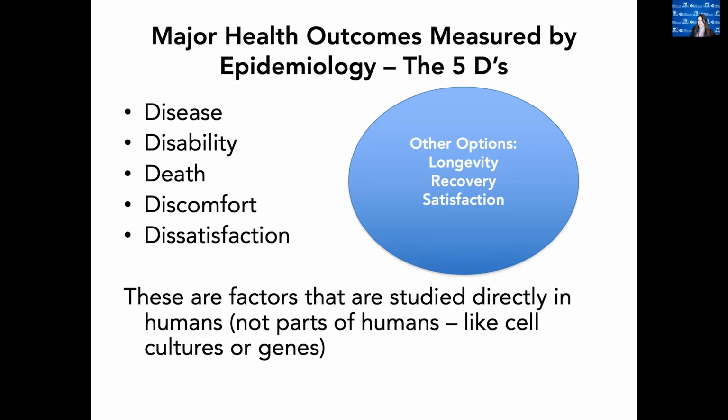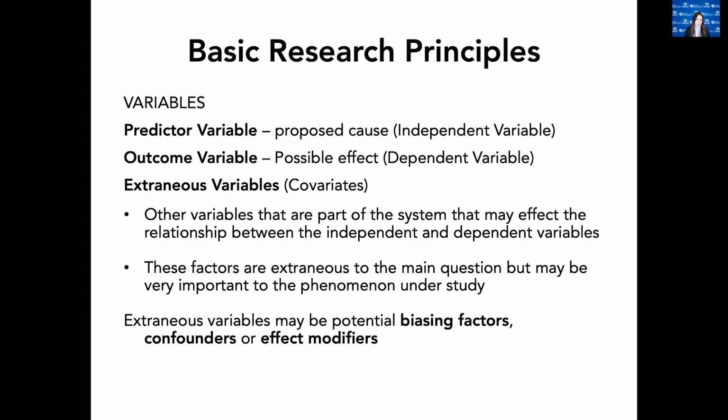So those are all the negative sides of studying health, but there are other options that we can look at with regard to healthy aging, like longevity, how someone is able to recover from disease, and satisfaction with life and health. So these factors are studied directly in humans. That's another thing that sets epidemiology apart from other types of health research. We're not looking at cell cultures or genes. We're looking at actual human beings and their experiences.